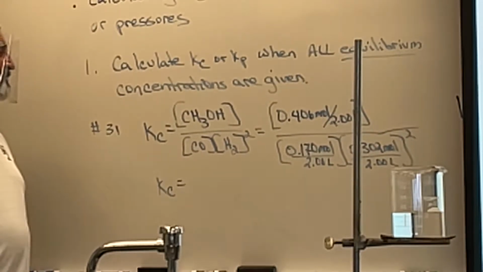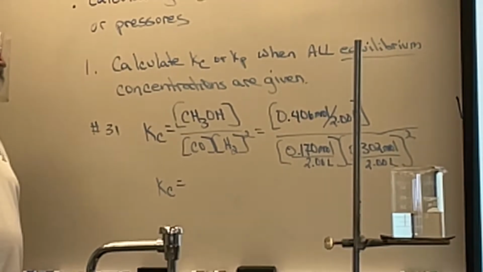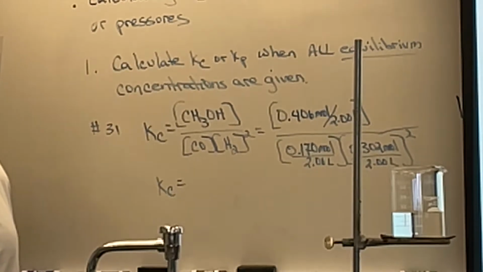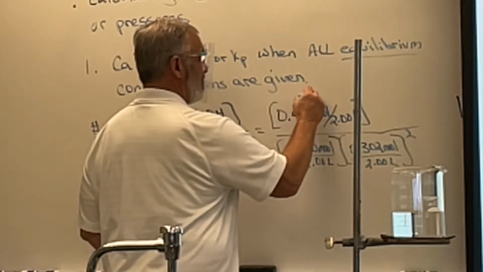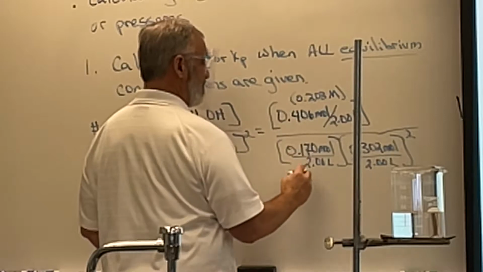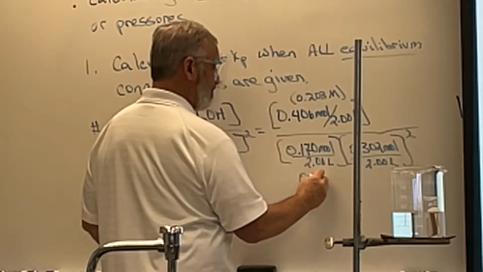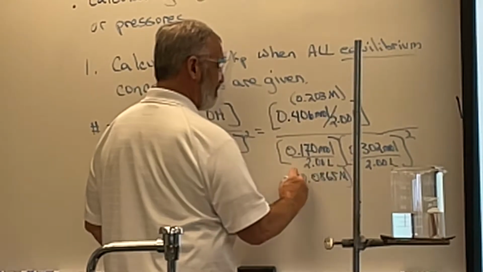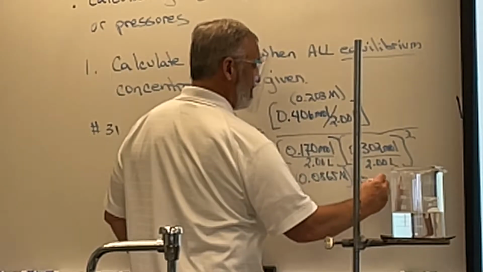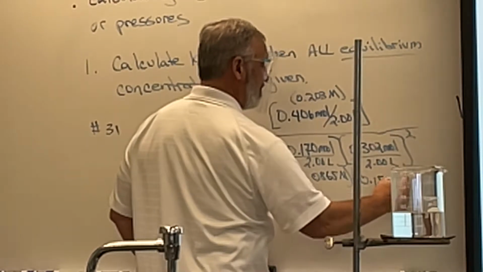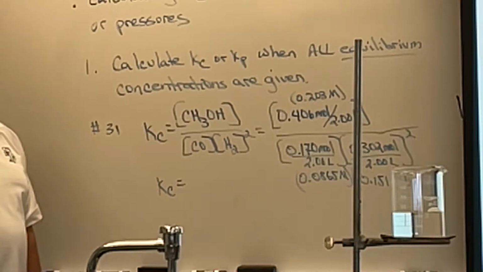Well, we might need to practice making sure you can put this in your calculator, right? If you use parentheses, it'll all work. If you want, you can just change it to, this is going to be 0.203 molar. This is going to be 0.0865 molar. And this is going to equal 0.151 molar squared. If I did my math right, which I think I did.